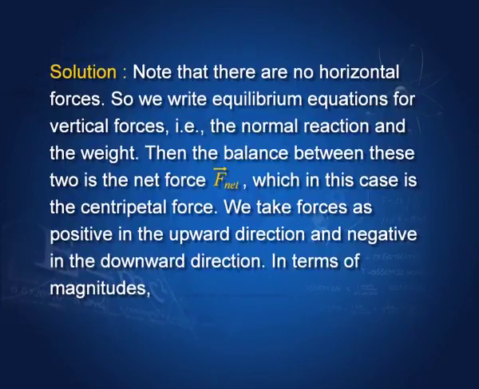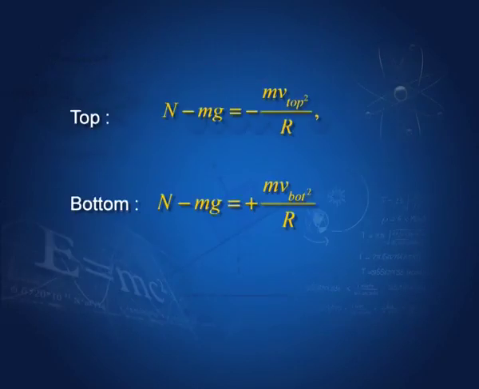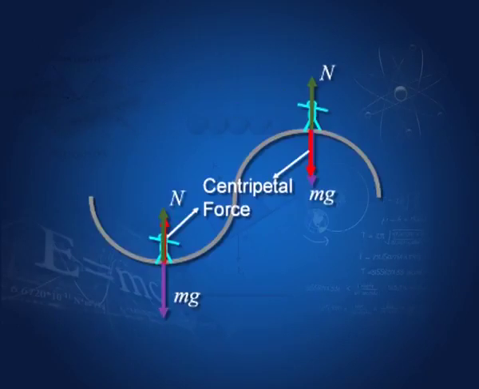And what is F net? F net is nothing but the centripetal force. At the top it is m v top squared by r, at the bottom it is m v bottom squared by r. Now, there is a sign change here. Why? Because as I pointed out, the centripetal force has changed direction. Here it was downwards, here it is upwards.